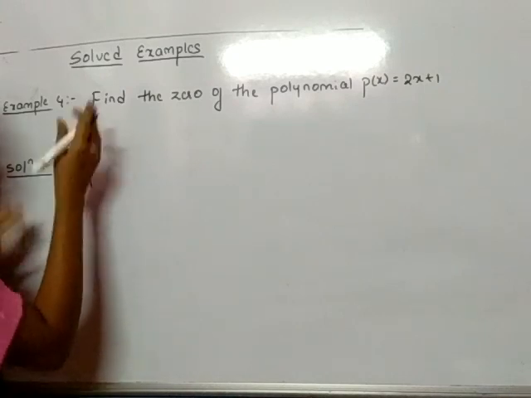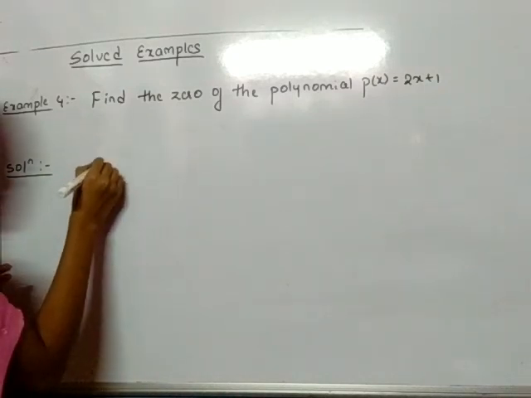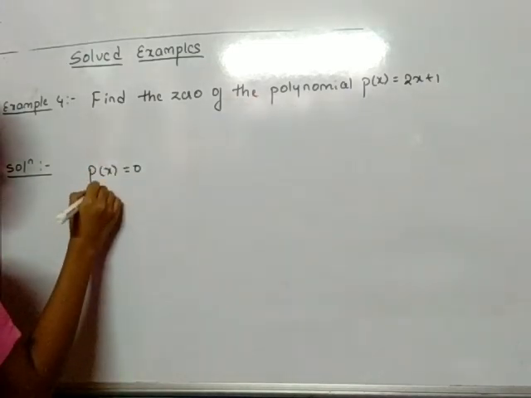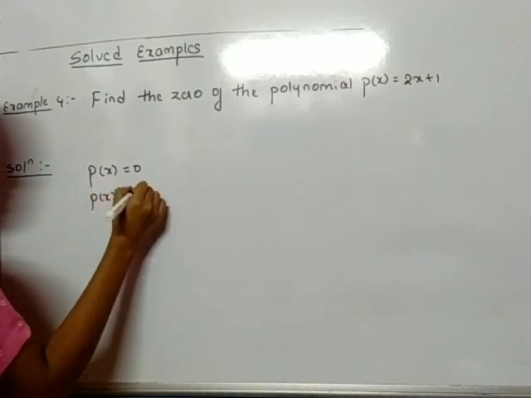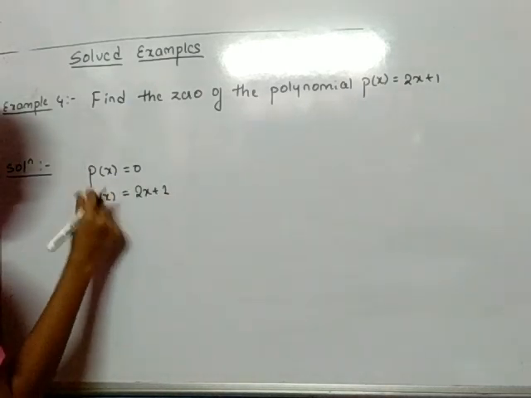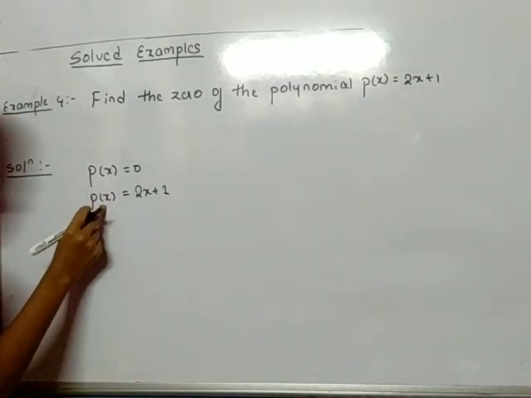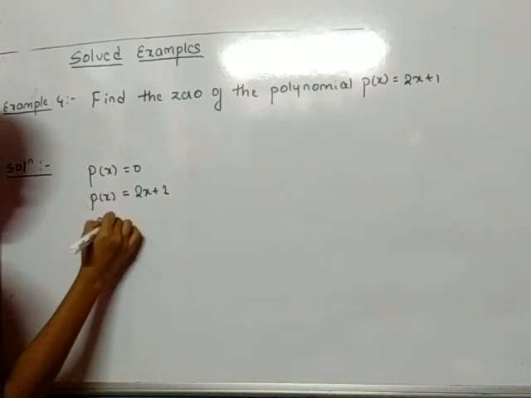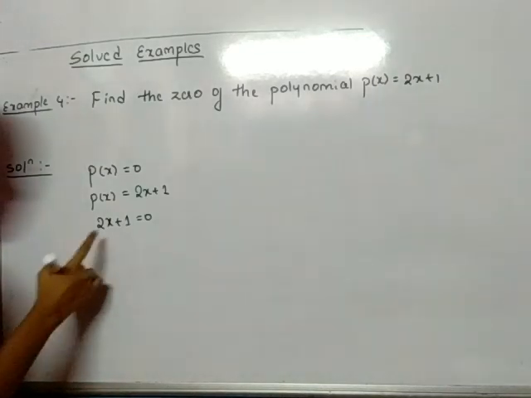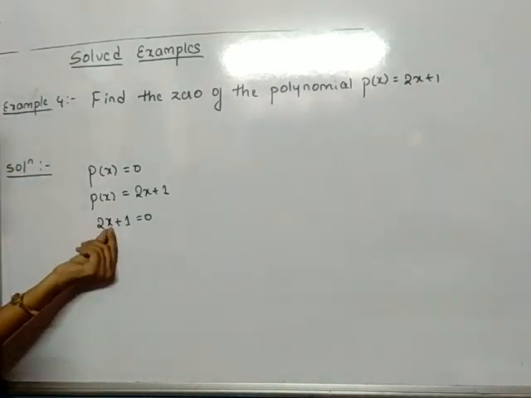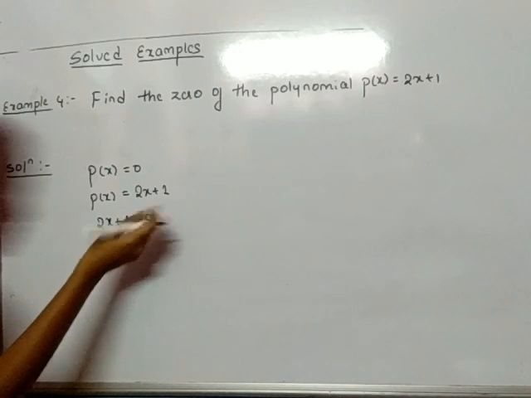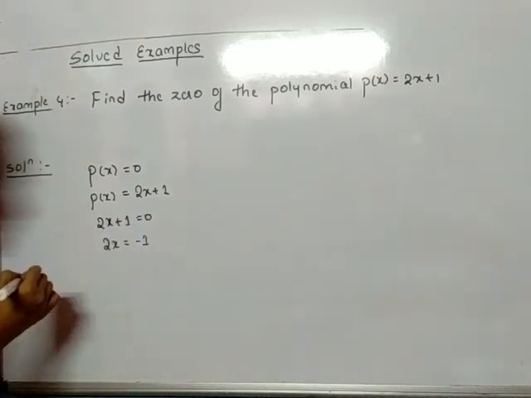So, to find those zeros, first we need to consider p of x is equal to 0. Then the given polynomial we need to consider, that is 2x plus 1. Yes, so here I am going to write, compare this, right? Comparing these two equations, we get 2x plus 1 is equal to 0. Now, we need to solve for the value of x here. How to solve? 2x. I am going to bring this plus 1 to the right hand side. It will be -1. Right?